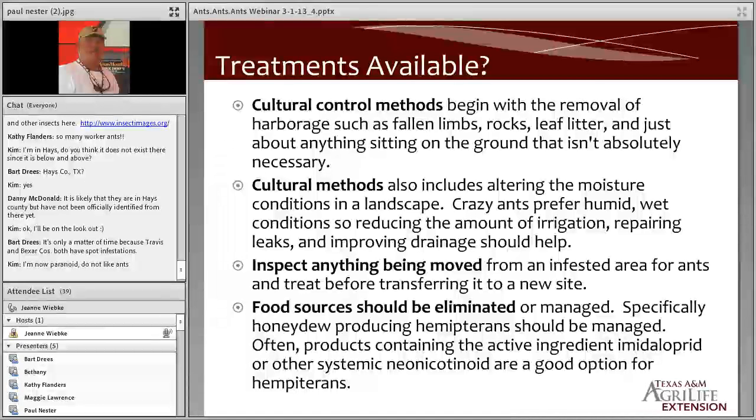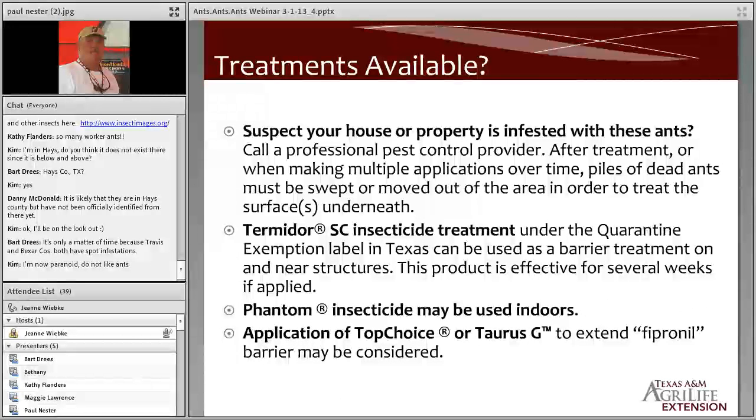Food sources should be eliminated or managed. Now, this is, as I mentioned, specifically honeydew-producing hemipterans. You can use some type of systemic insecticides such as imidacloprid or other systemic neonicotinoids. These are a good option for helping to control these insects on the plants, which should start to help in reducing the ants themselves because there's no insects there for them to tend. Again, you might need to severely prune or remove a landscape area if you are not going to use any type of chemical treatment on it.